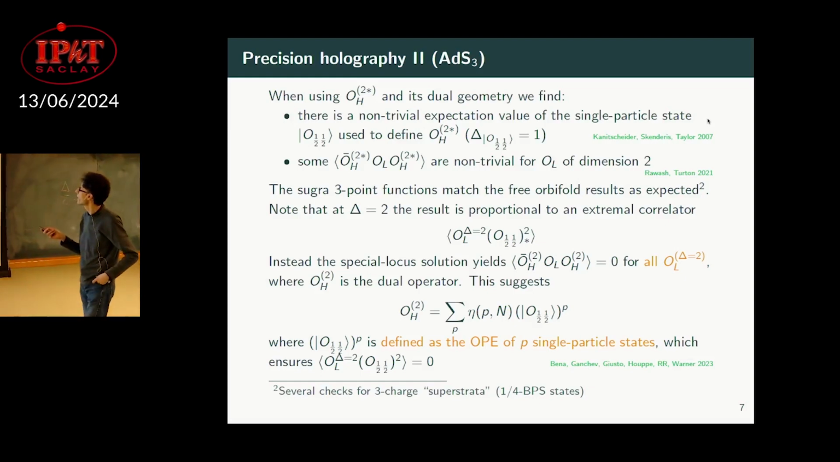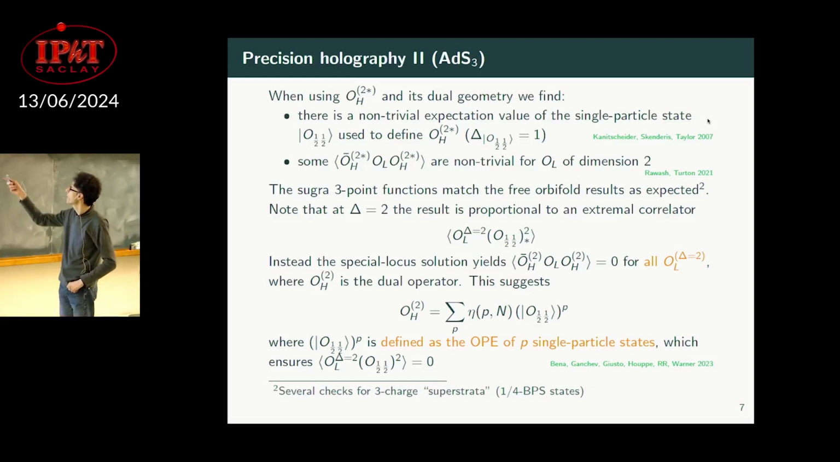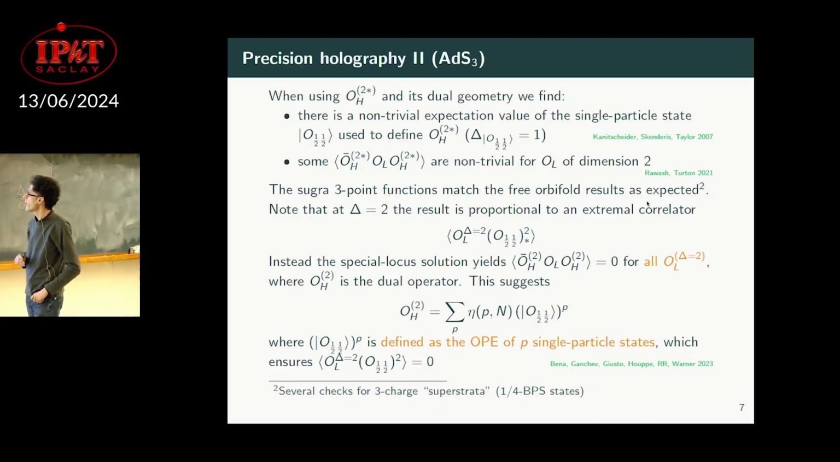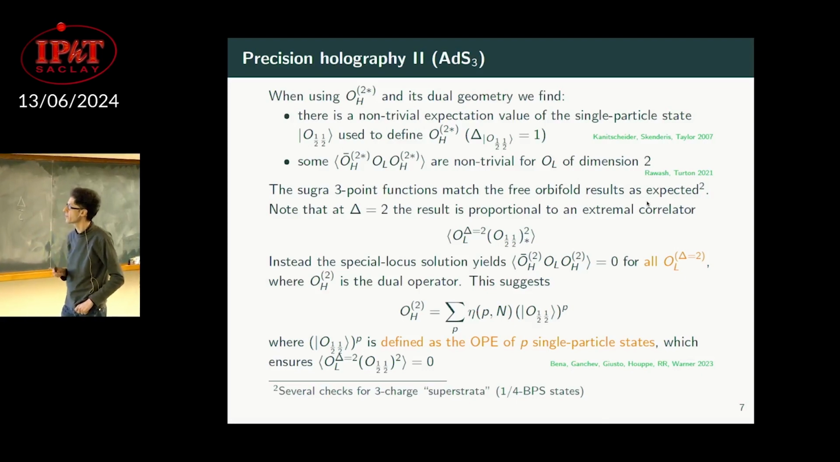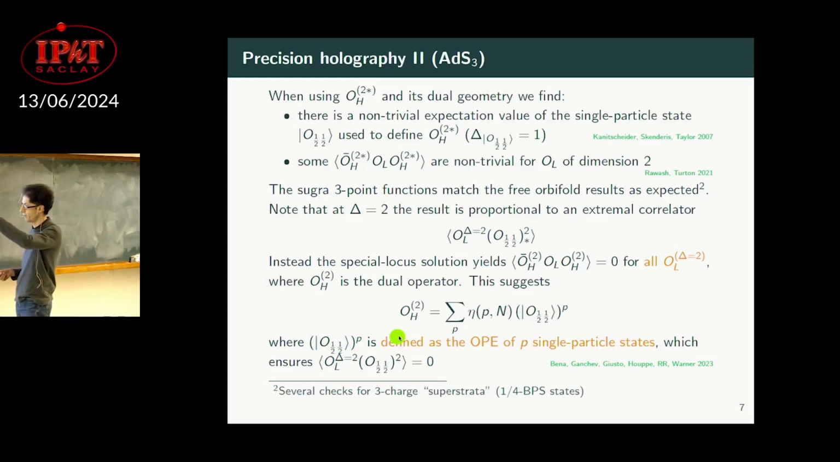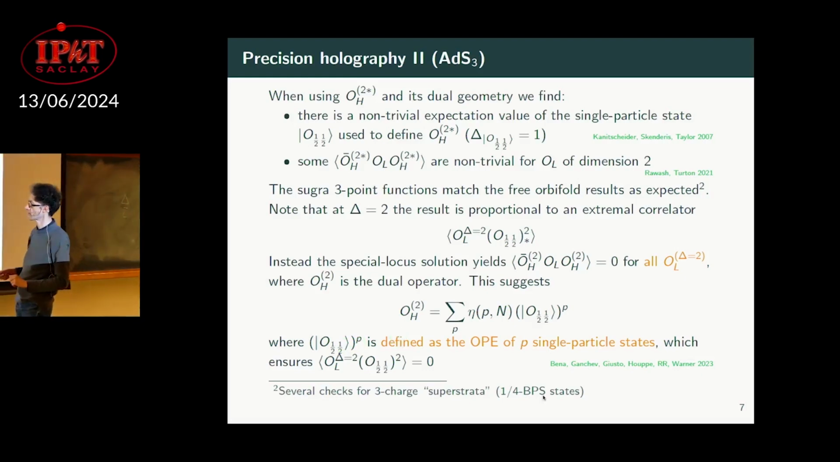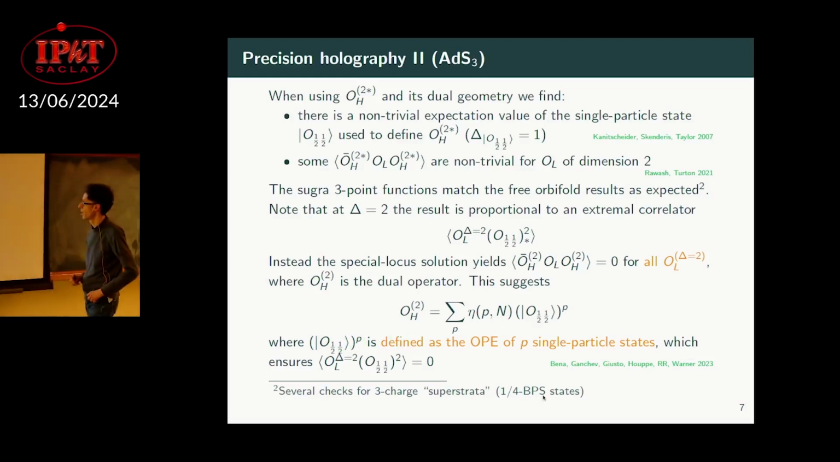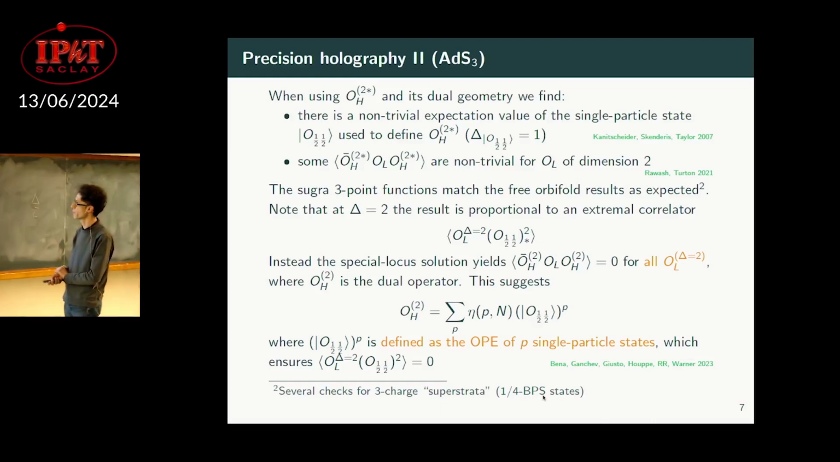But then later, David and Sami, and then also with Stefano Giusto, pushed this whole program to the next order, dimension 2, which is more challenging, and they found precise agreement also at that level. And I worked on that topic as well, but kind of generalizing with three-charge superstrata. So this is something I will not cover. Let's focus just on the simplest case.